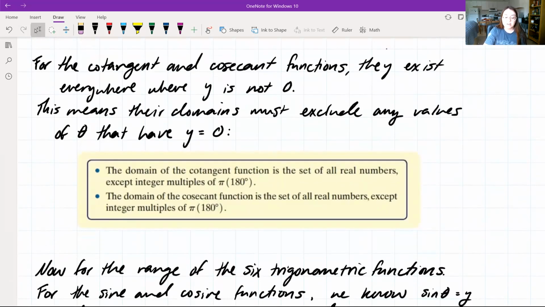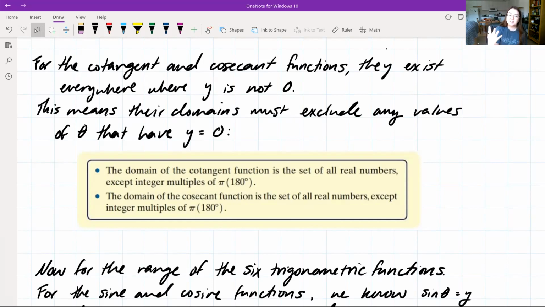Then for cotangent and cosecant, they exist everywhere where y is not 0. So this means that their domains must exclude any values of theta that would have y equal to 0. So the domain of the cotangent and cosecant functions is the set of all real numbers except for the integer multiples of pi. So these are all integer multiples of pi: pi, 2 pi, 3 pi, 4 pi, 5 pi. These are going to be the values where y is equal to 0.